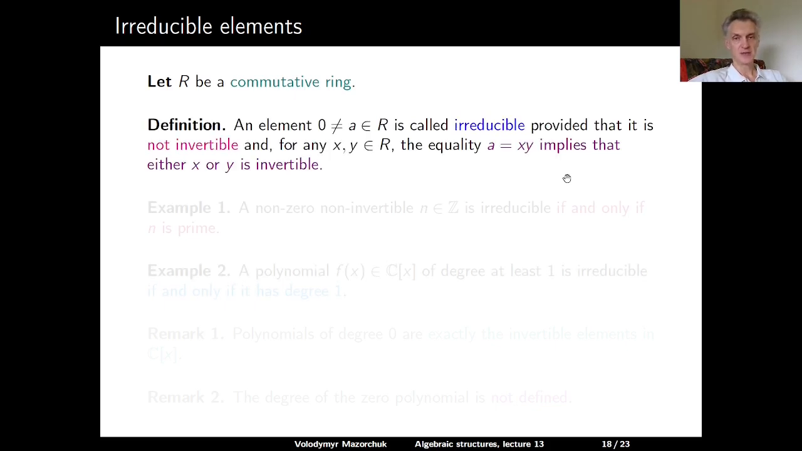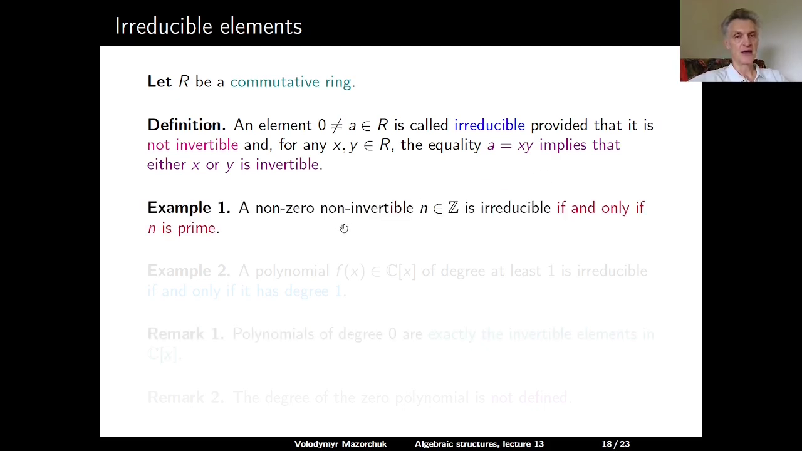Definition: a non-zero element A in R is called irreducible, provided that it is not invertible, and for any x, y in R, the equality A is equal to xy implies that either x or y is invertible. So an element is irreducible if you cannot decompose it into a product of two non-zero non-invertible elements.